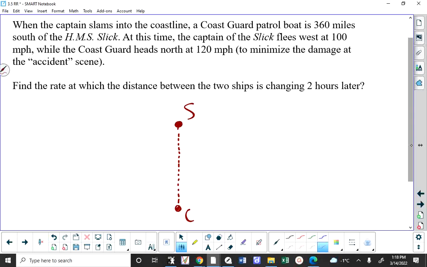You don't even know right now what the equation has to do, but we can't use that to describe what's going on. That's just one point in time that's at the beginning. What else does it tell us? The Slick flees west. So I always, when I do this on the board, I get my west and east mixed up, but west is to the left on a map. So the HMS Slick travels in this direction. And the Coast Guard boat travels north.